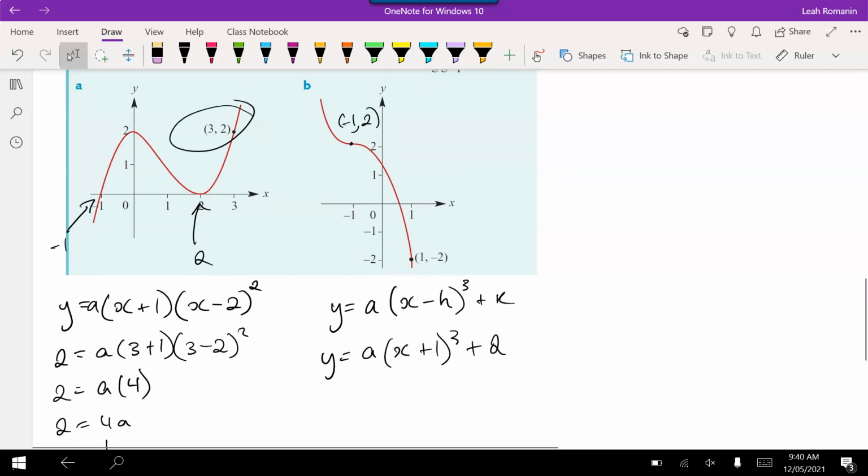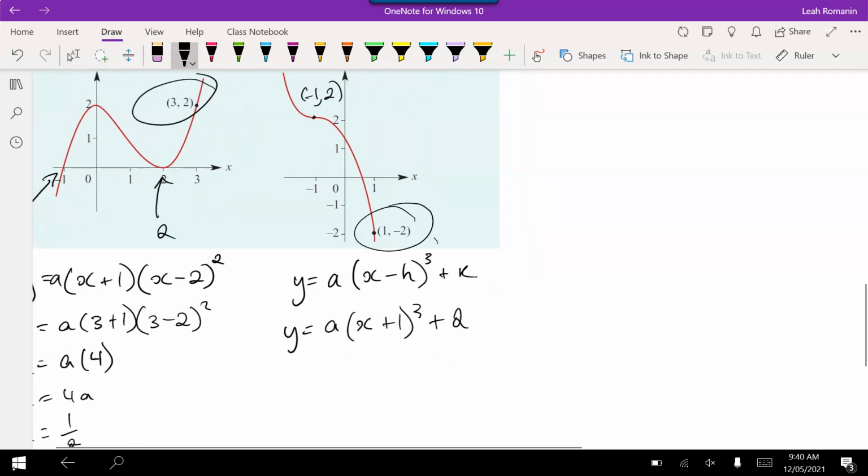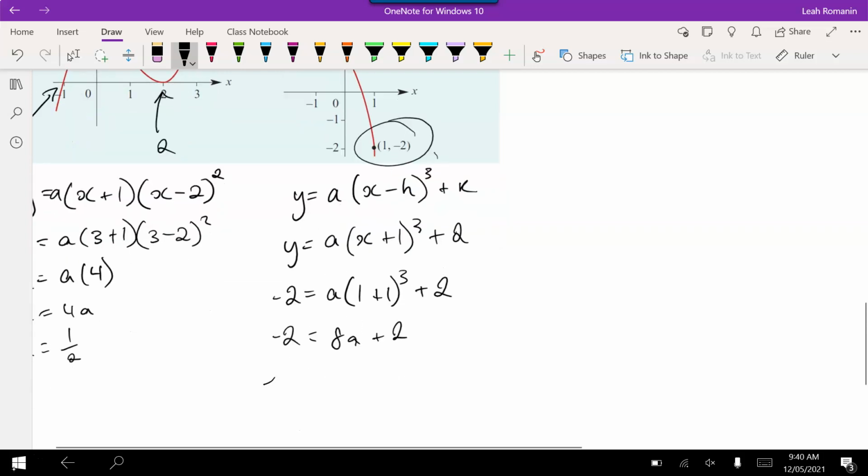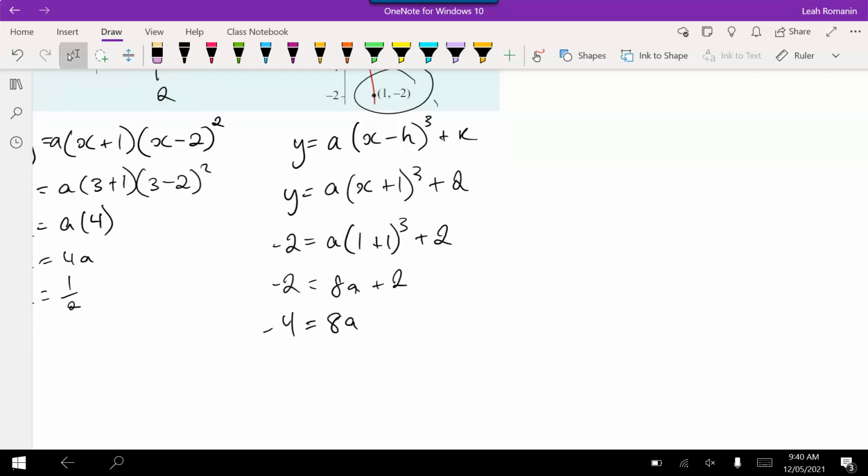I need to find a. I'm going to use this point down here, my (1, -2). So -2 is equal to a, (1 plus 1) cubed plus 2. So 1 plus 1 is 2, 2 cubed is 8. So I've got 8a plus 2. Bringing that plus 2 to the other side, I've got -4 is equal to 8a. Dividing by 8, I'm going to get -1/2 is equal to a.